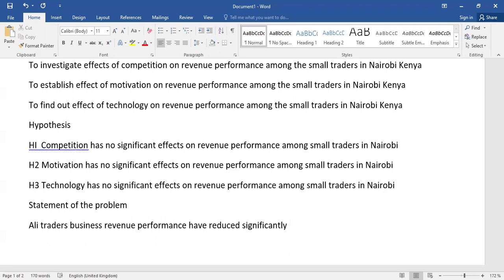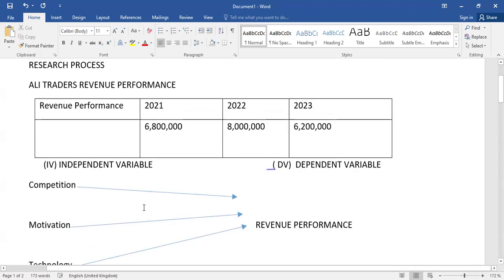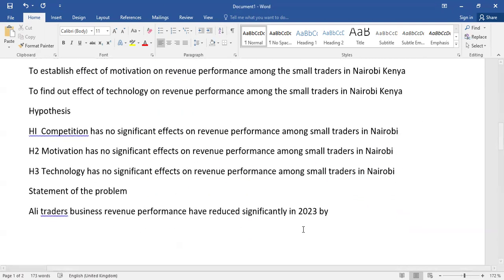Significantly in 2023 by how many percent? We need to say, if you take from 8 million to 6.2 million, if you compare those, that is almost 1.8 million reduced by 1.8 million. Now you need to give the percentage.